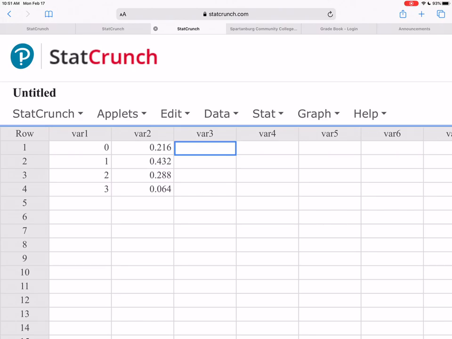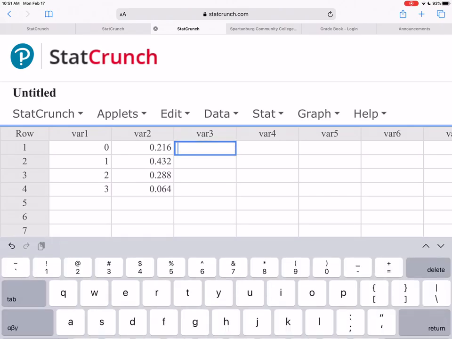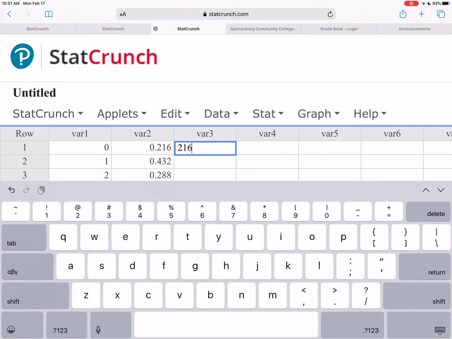Now, the main thing to use StatCrunch, we're going to do this kind of like we did a weighted mean, is that the weights, if you will, have to be whole numbers. And right now the probabilities are not whole numbers. So the easiest thing to do, since these are 3 decimal places, is just to multiply each one times 1,000. And it's okay to do this as long as you do the same thing to every single one. So I'm going to multiply each one by 1,000.